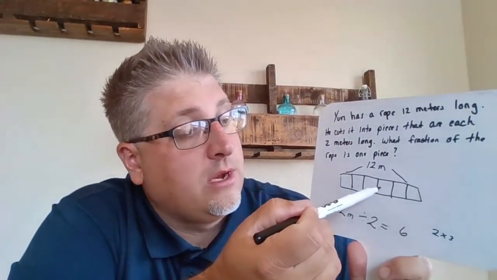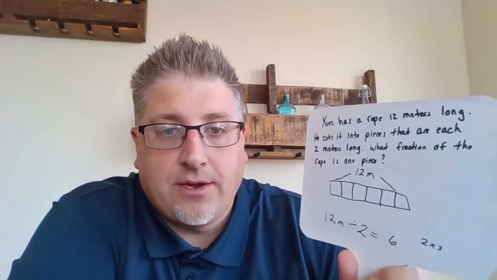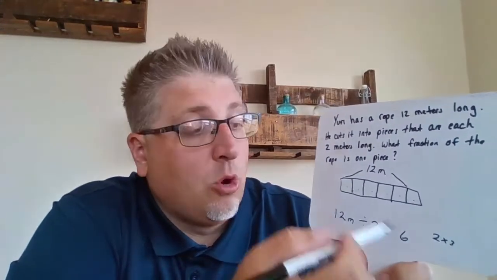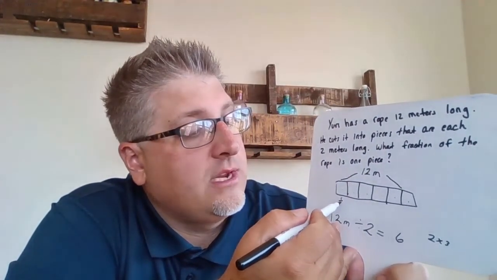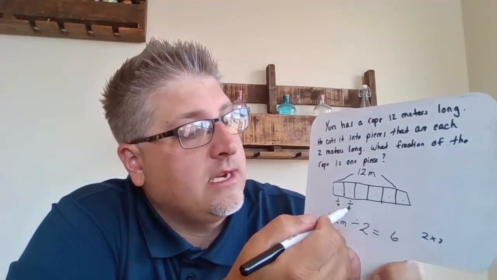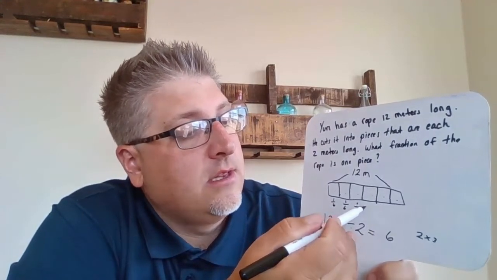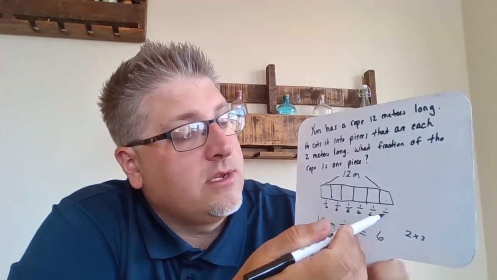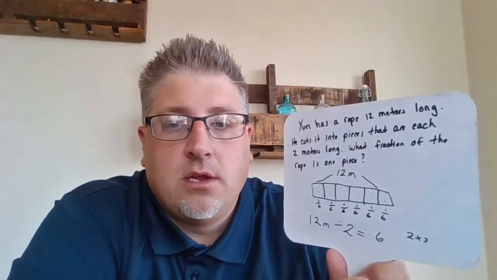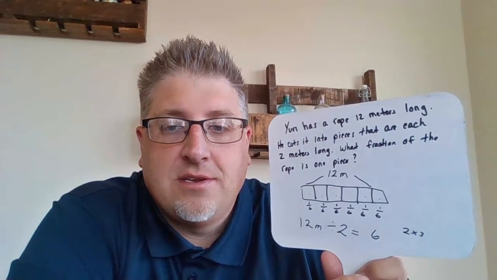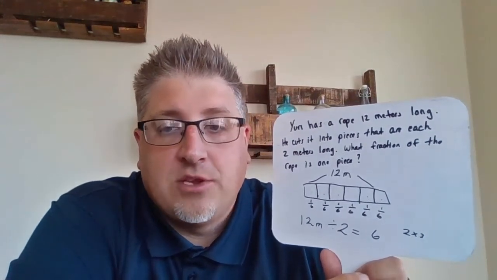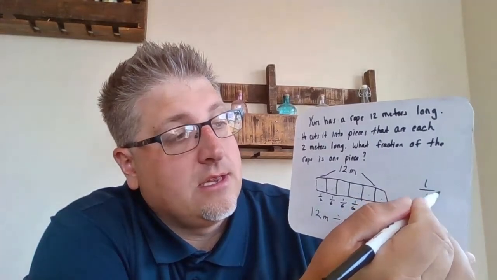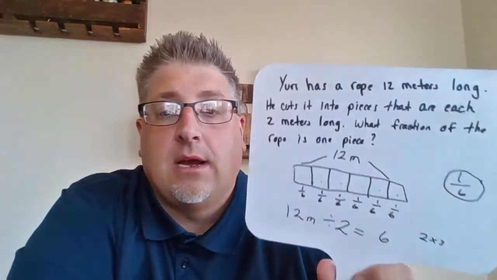1, 2, 3, 4, 5, 6. Perfect. So they want to know how long each piece of rope is. This one is 1/6, 1/6, 1/6, 1/6, 1/6, and 1/6, because they're all equal. So to put that into a fraction, 1 piece of rope is 1/6.